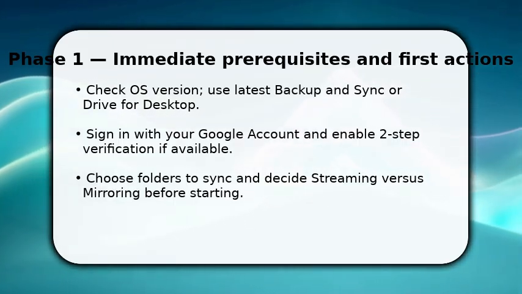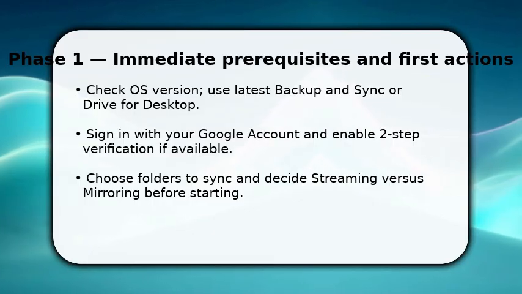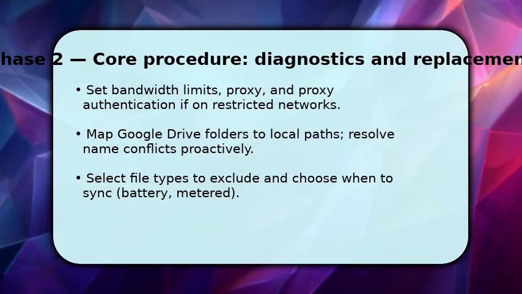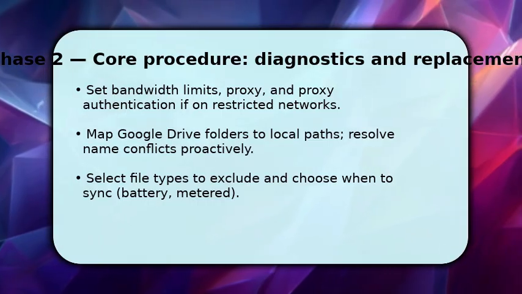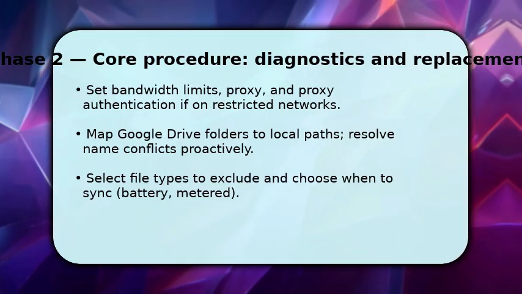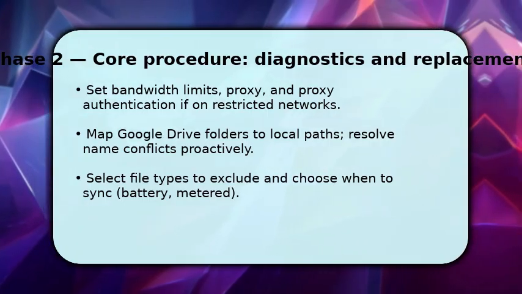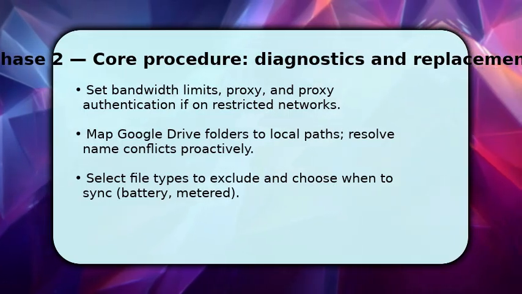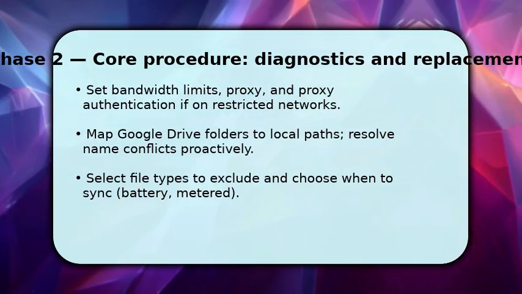After that, select the specific folders on your PC or Mac you want included. This first choice defines bandwidth and storage use. Once done with installation, open Preferences and configure bandwidth limits so sync won't saturate your network during work hours. Next, map Drive folders to local paths and resolve naming conflicts now, because automatic duplicates can create version confusion later.